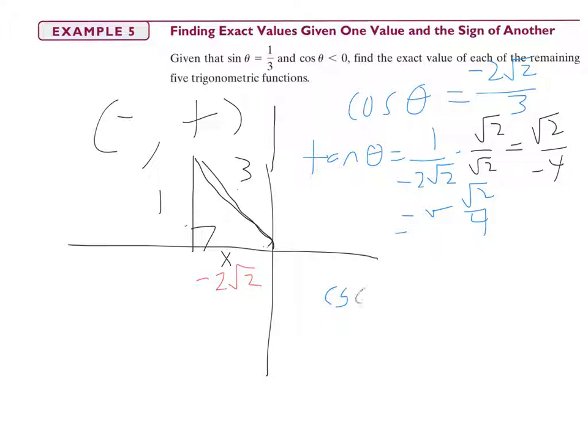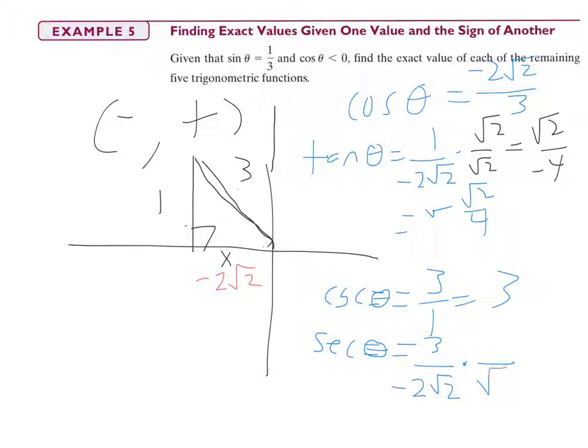So cosecant of our angle is just equal to, flip the sign, so it's 3 over 1, which is just 3. Secant, you just flip the cosine, so it'd be 3 over negative 2 square roots of 2. We don't like having a radical, so multiply by square root of 2 over square root of 2, so that'd be negative 3 square roots of 2 over 4.